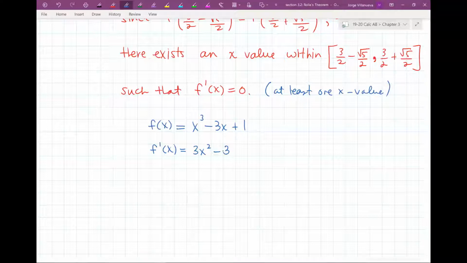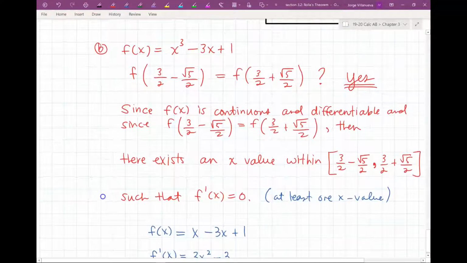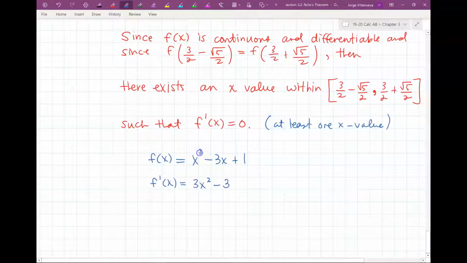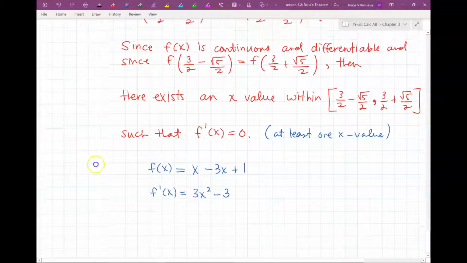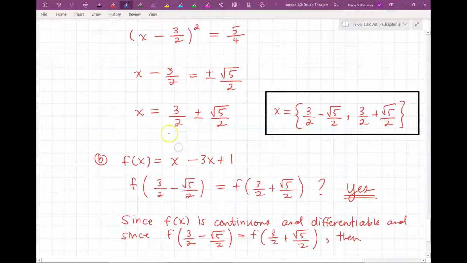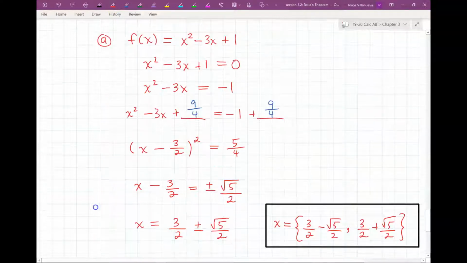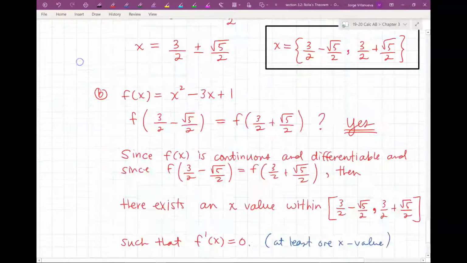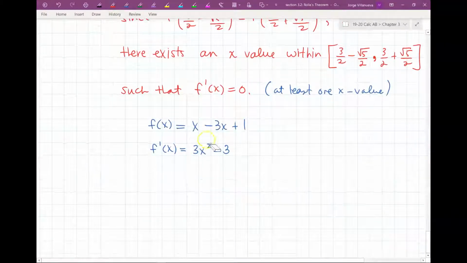Wait a minute. Sorry, I just realized I wrote the... Wait, did I write this? Yeah, I did write it. Okay. It should be an x squared, shouldn't it? Yeah. Where did I write it wrong? Oh, I wrote it wrong in part B. I'm like, wait a minute, this doesn't look right. Part B should be a square, because the original was a square. Sorry about that.